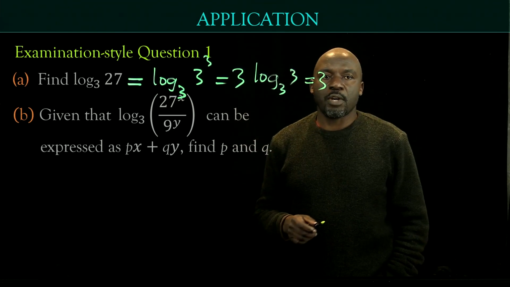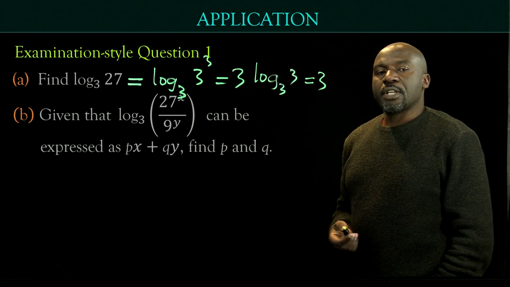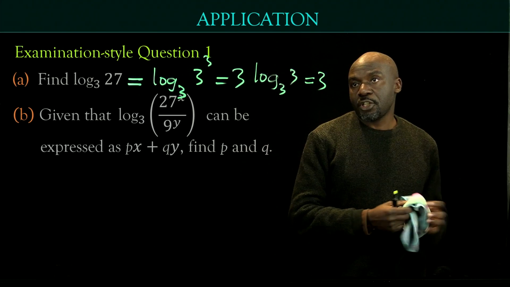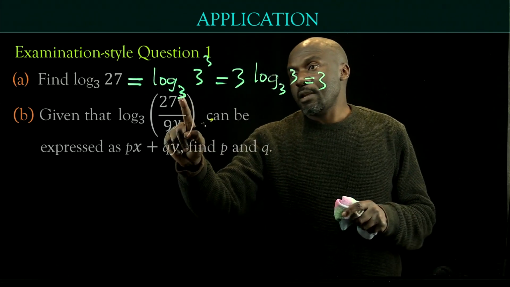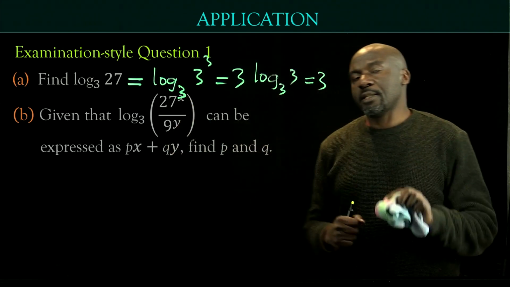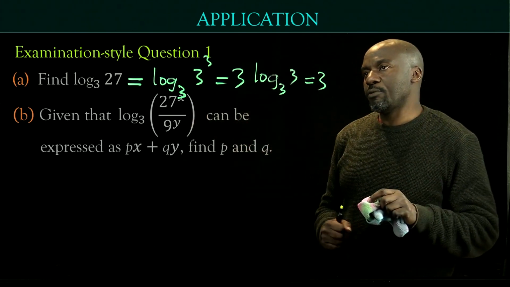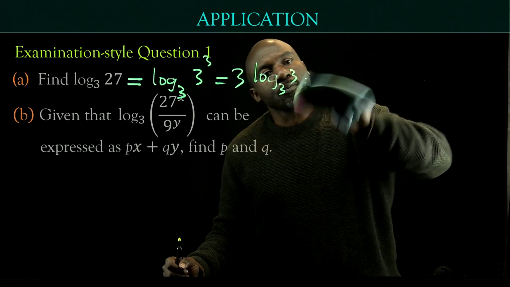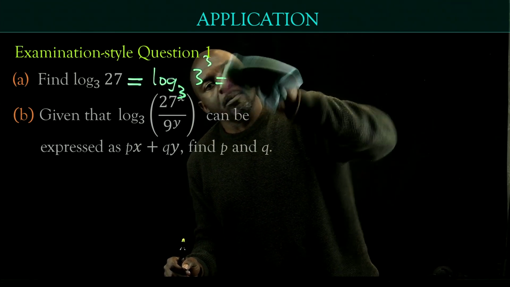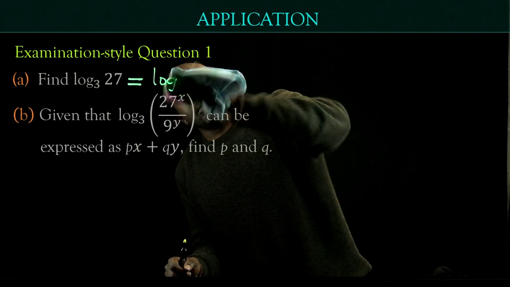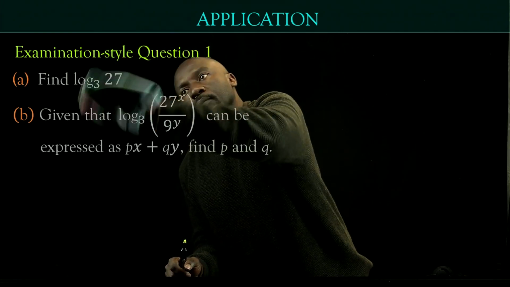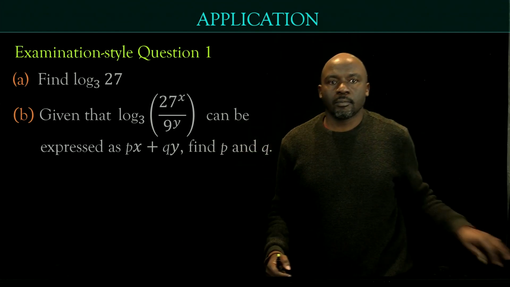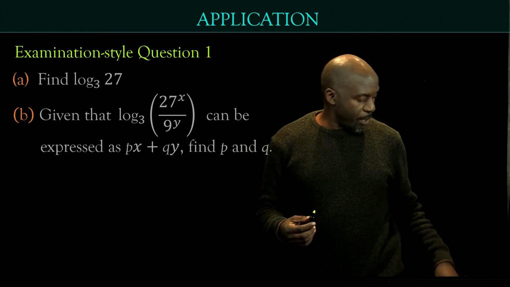So part A of the question is just 3, and obviously we are making use of that part to solve the next part of the question. Forgive me for this, I'm going to erase this, but remember what we found there: log to base 3 of 27 is just 3. Okay, so part B of the question.